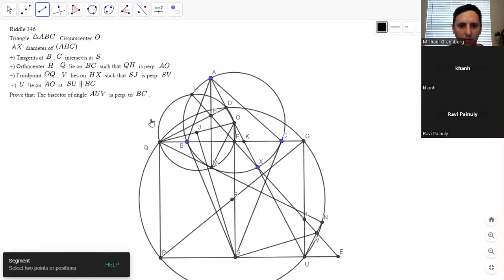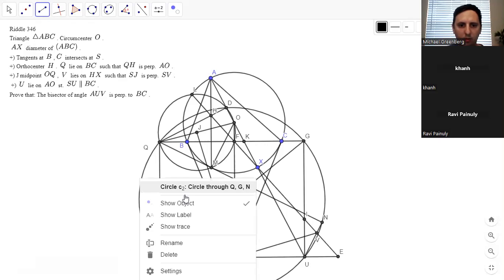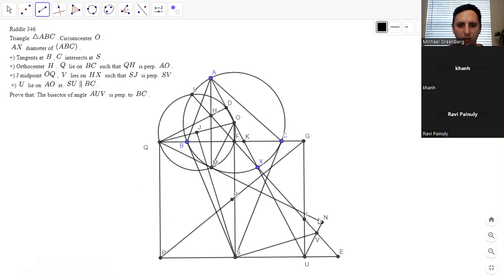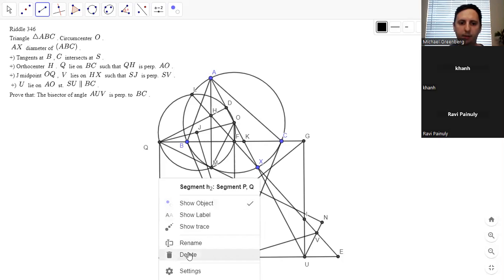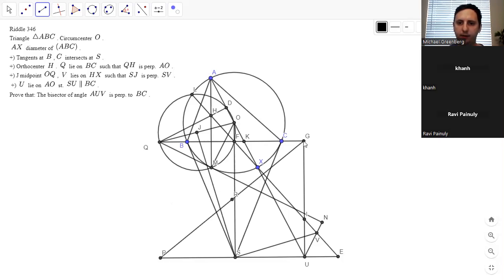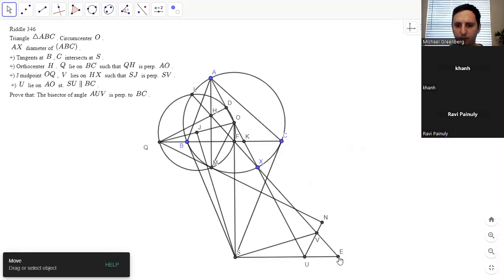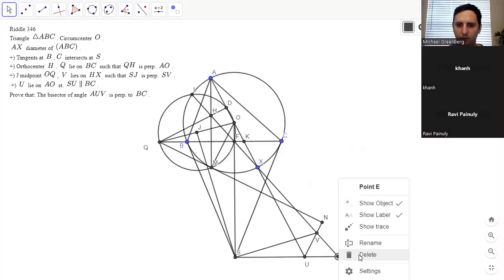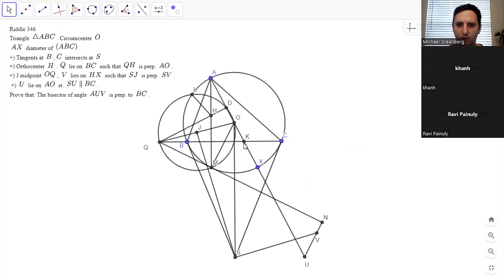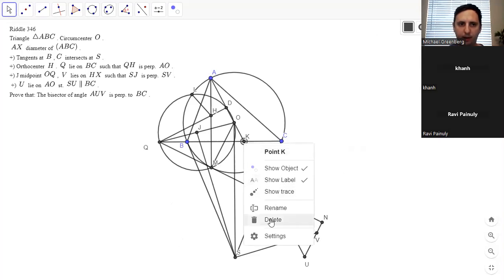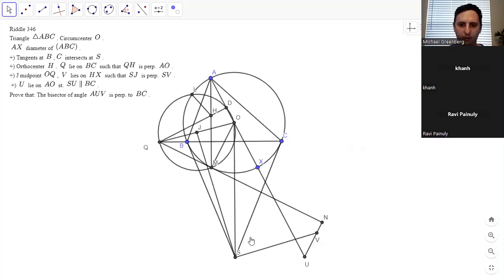Can you just hide the big circle, because my idea doesn't use it. Yeah, I'm going to delete all the stuff I added. Your idea doesn't use point G, right? Yeah. Can you delete point E also, and K too? All right, I'm going to add back in this segment.